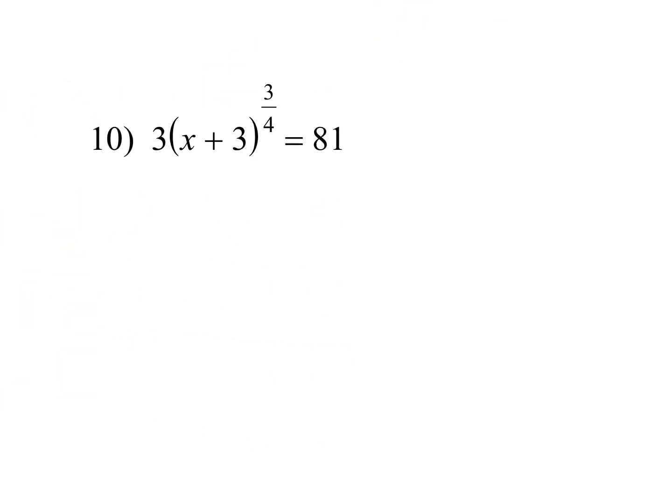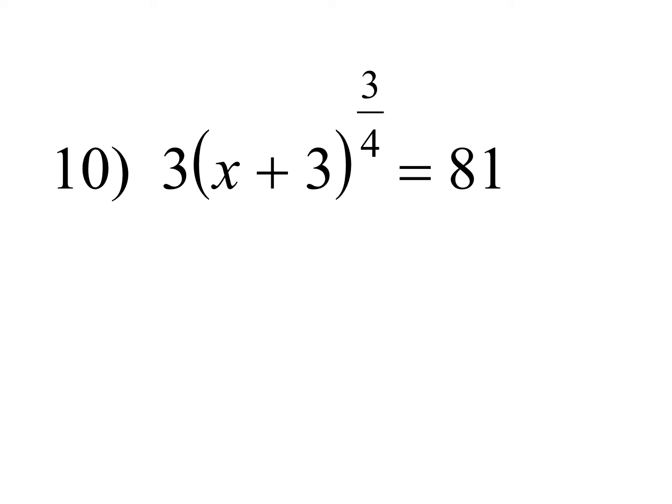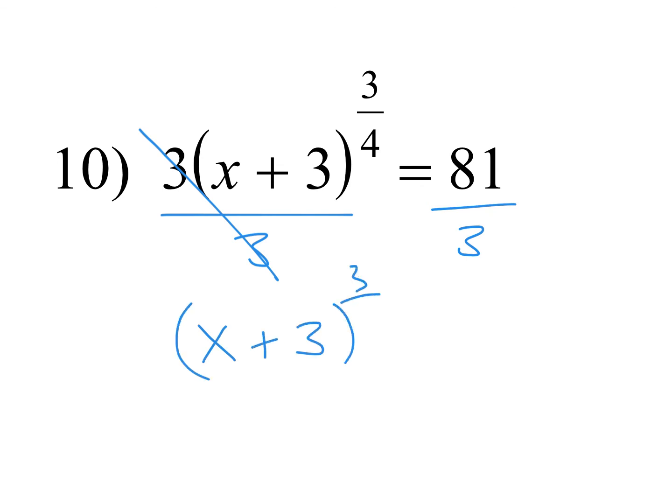Number 10. All right, people on Zoom, what should I do first? Divide by 3. So that cancels. I have x plus 3 to the power of 3 over 4 is equal to, what's 81 divided by 3? 27. What should I do next? Reciprocal. What's the reciprocal of 3 over 4? 4 over 3. What happens on the left side?